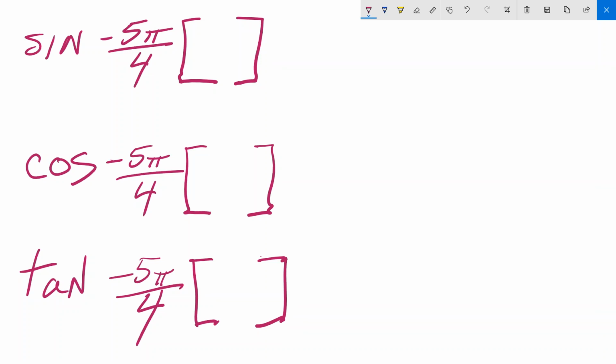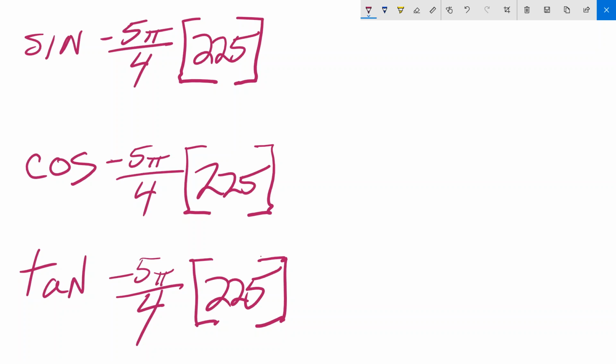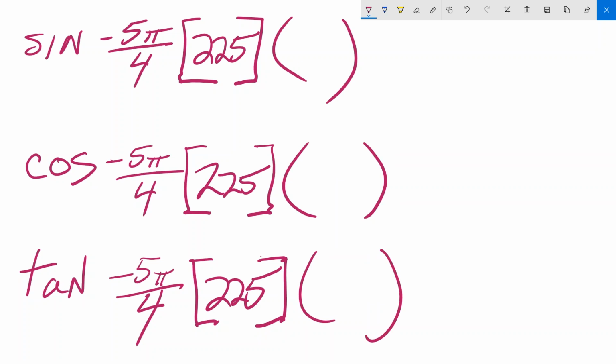What's pi over 4 again? And what's 5 times 45? So we're talking about a 225 degree angle in all of these. What quadrant is that in? Okay, so give me the equivalent first quadrant angle.